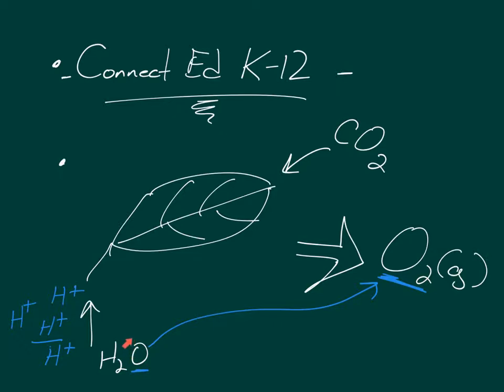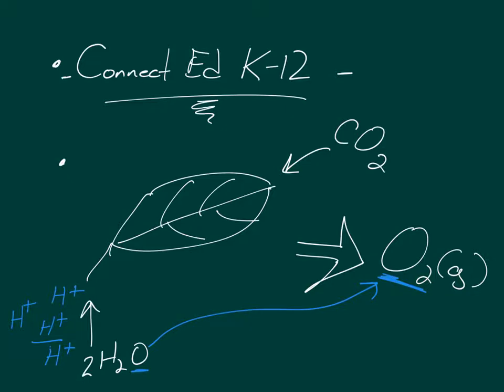Think it through. How many oxygens in a water molecule? One. How many hydrogens in a water molecule? Two. Okay. How many oxygens in oxygen gas? Two. So how many water molecules do you need to make this one oxygen molecule? Two. Because you need two of these, and you can't change this. We call this balancing the equation, but we don't need to worry about that. You need two of these.